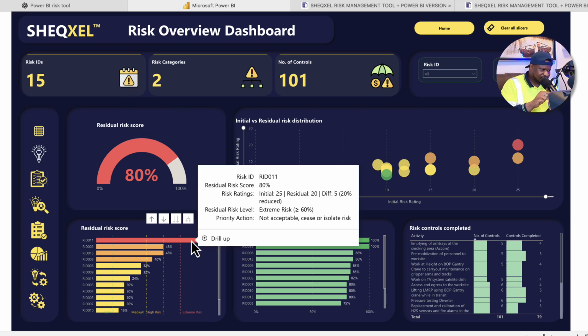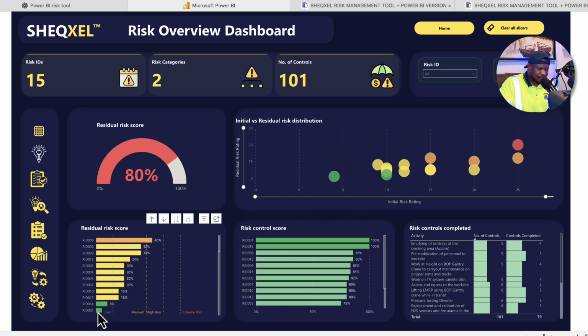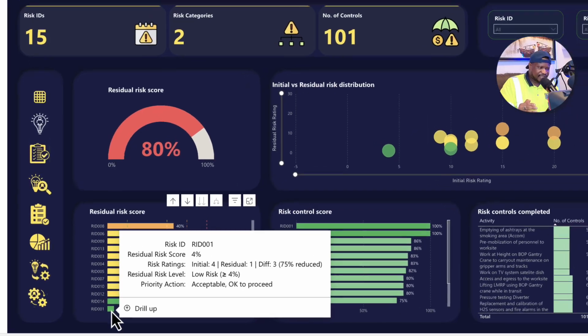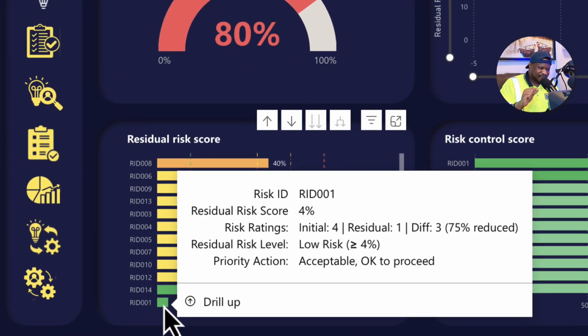You can see the priority action is there. It's telling us it's unacceptable. So we have various descriptions for each risk ID. So we come to the low, telling us that the risk ID is there. We see it. The risk score is 4%. That 4% is within the threshold of the low risk.